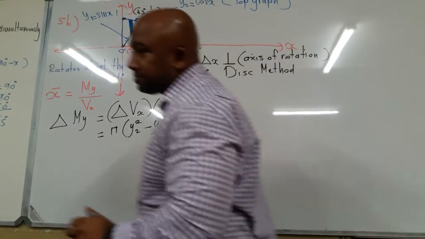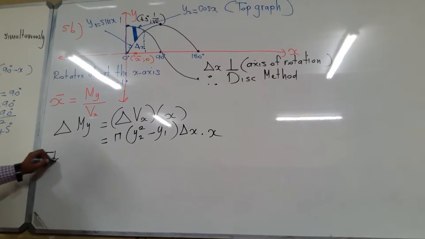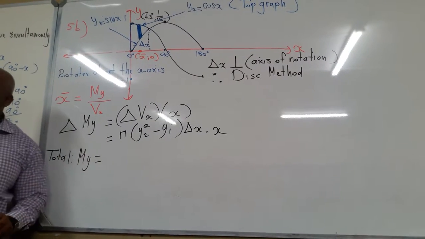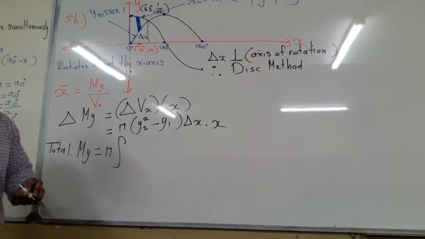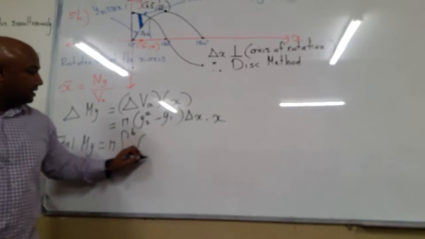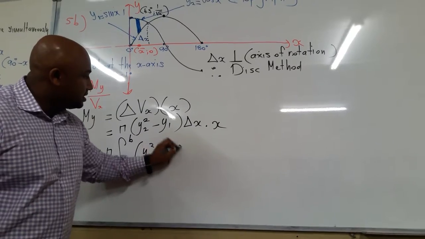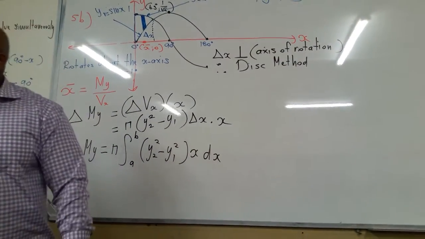So now, total, so my V is equal to, let's just write this down properly now. So we got our pi here. We are integrating with respect to x. So we're going to use the x values b and a. This is going to be y2 squared minus y1 squared multiplied by x. Delta x becomes dx.